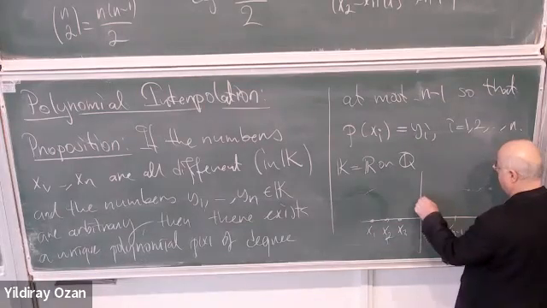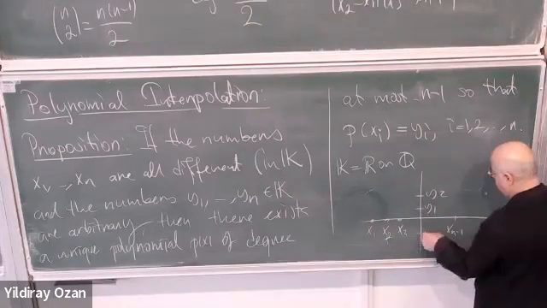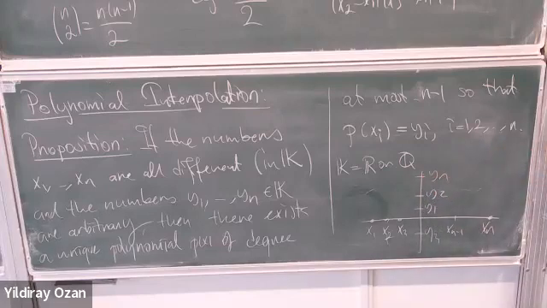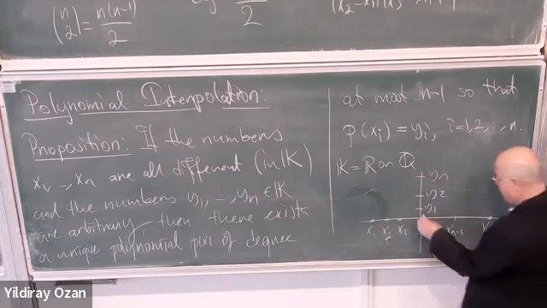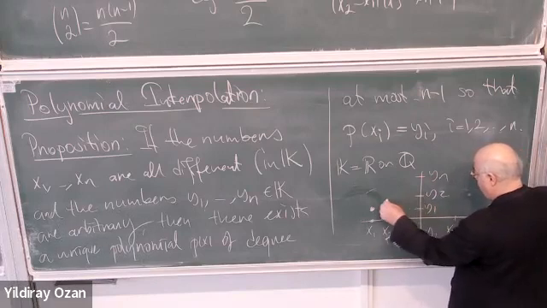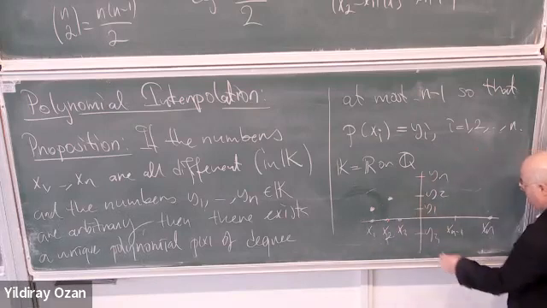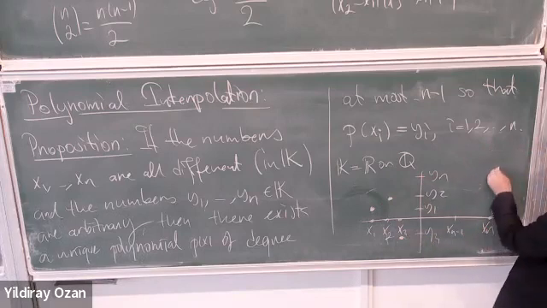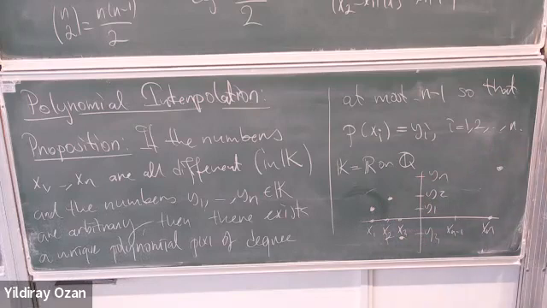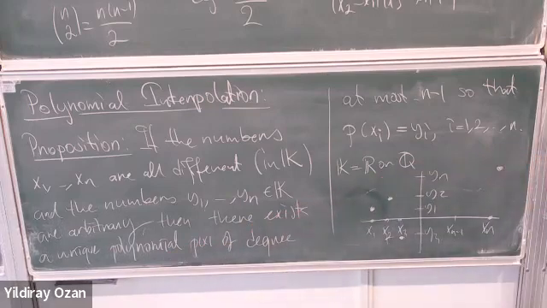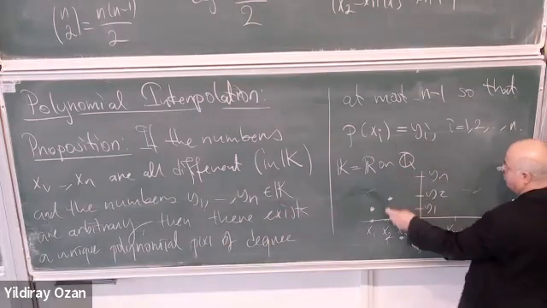Y1 here, this is y2, this is y3, and so on. Let's say yn. Then what you get here: this point is x1, y1, x2, y2 is this one, x3, y3 is this one, and so on, xn, yn is this one. What it tells us is that there exists a unique polynomial whose graph passes through all these points.